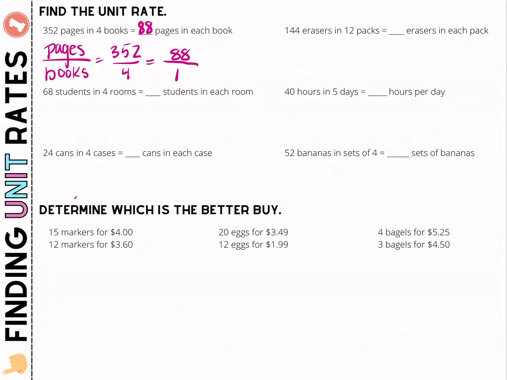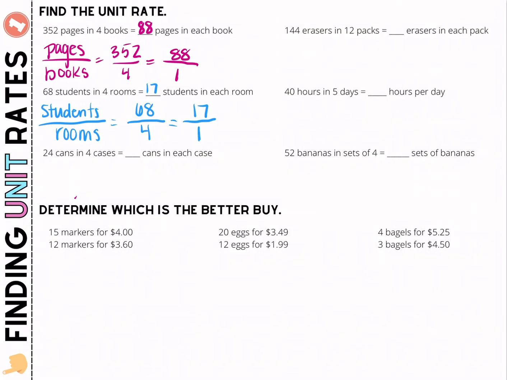And then 68 students in 4 classrooms. So for example, when Miss Rojas is getting enrollment done and putting all of you in your classes, this is kind of what she does. She goes, okay, how many students do I have? How many classes do we have? And how many are going to be in each class? So if I have 68 students in 4 rooms, how many students are in each room? That would be 68 divided by 4, and that would be 17. So I have 17 students in each room.